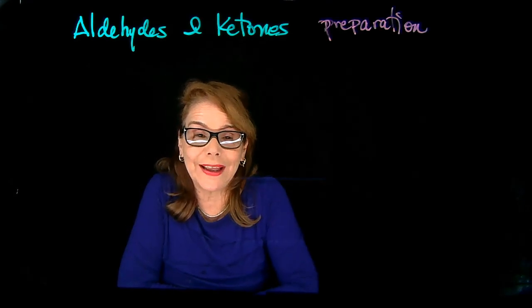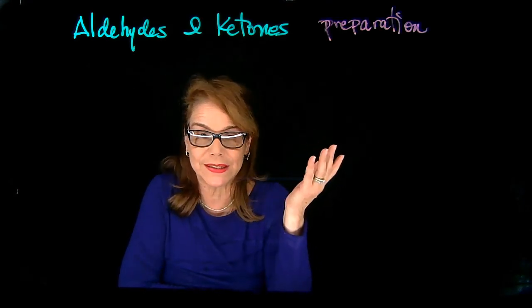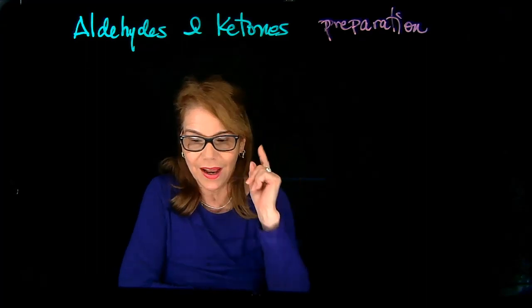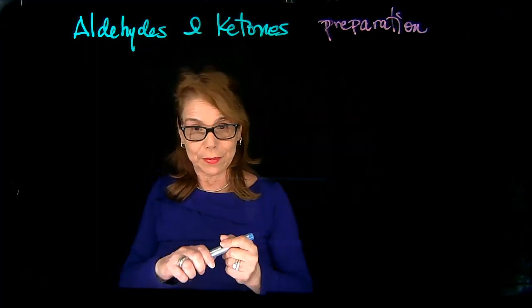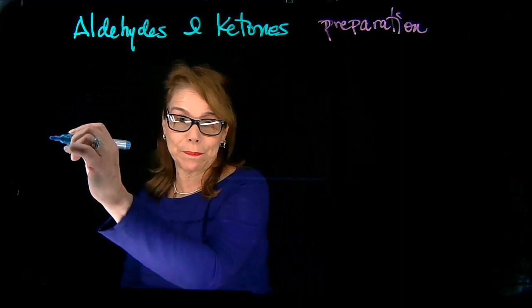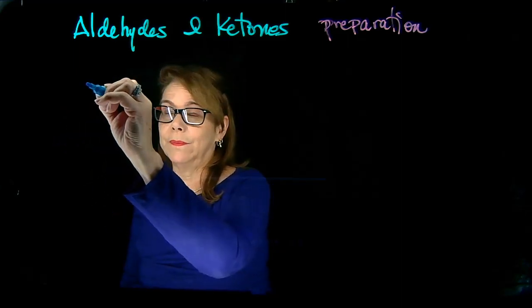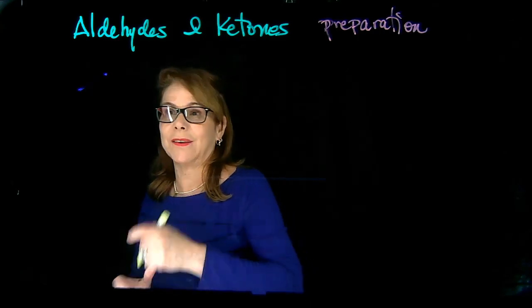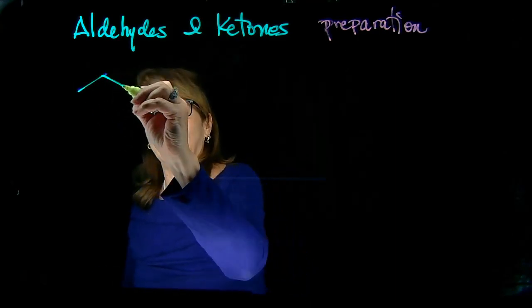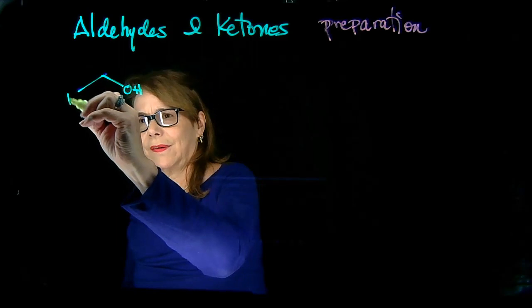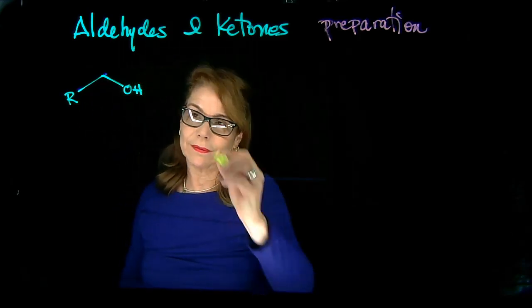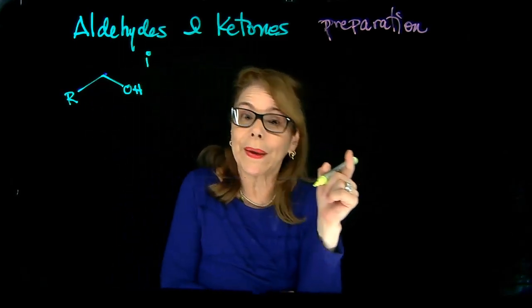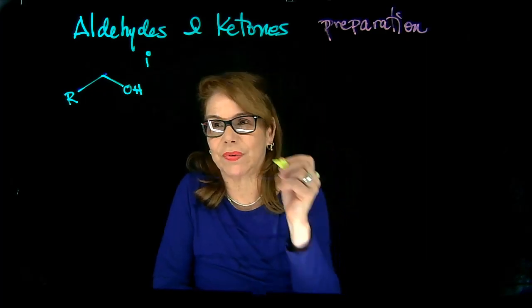We're going to talk now about how we synthesize aldehydes and ketones. The first reaction you're probably familiar with is preparing them from alcohols. So if I start with a primary alcohol, that's primary, right? I can prepare aldehydes by doing oxidation reactions.